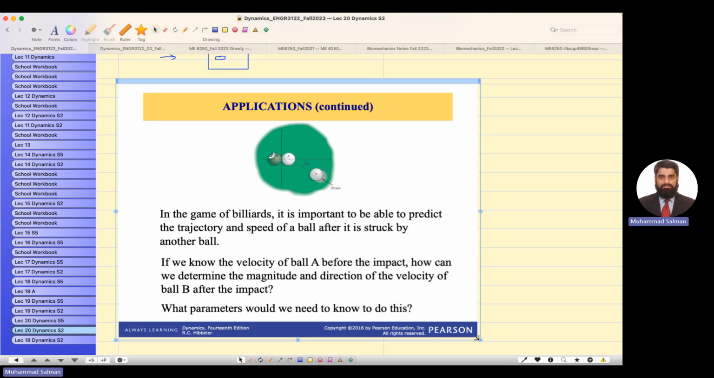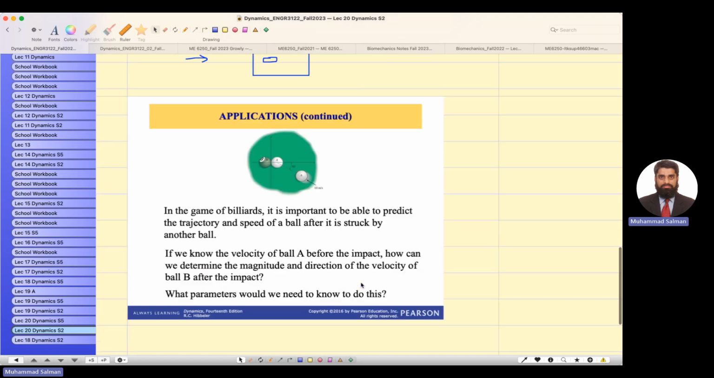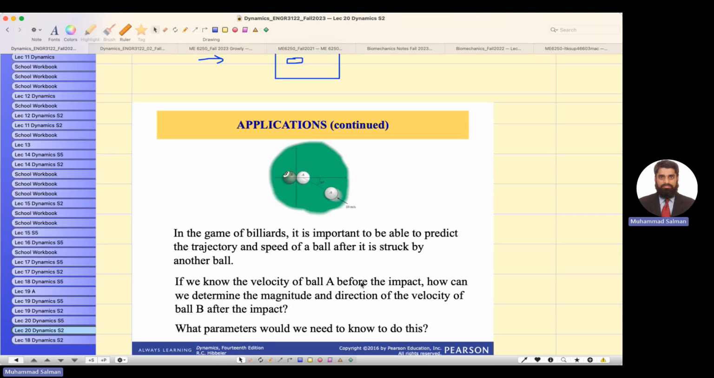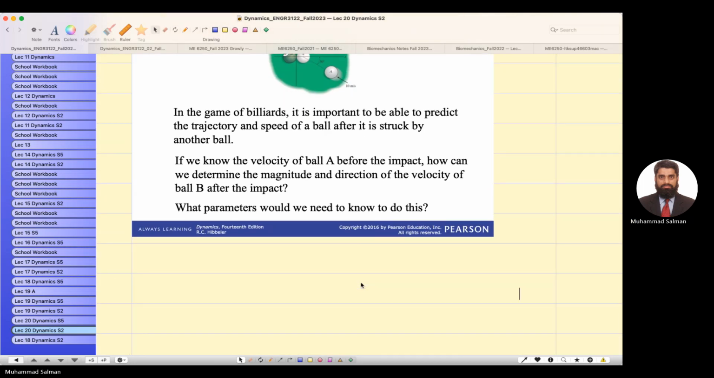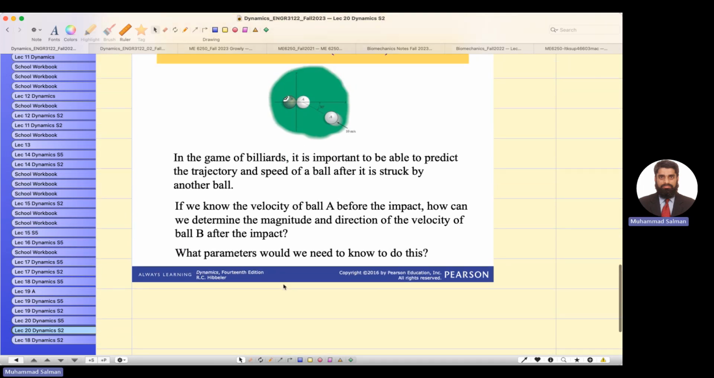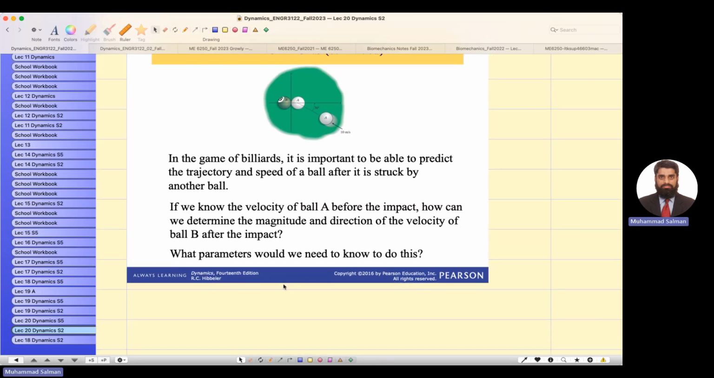this slide is telling us, is this an oblique impact or a central impact? Can you tell me what type of impact it is? Oblique. The reason is the line of impact: the velocity of that ball, the initial speed, is at an angle. So that's why it is an oblique impact. How can we determine the magnitude? We can find it out in a bit using the two or three equations. So I will show you those equations in a moment.